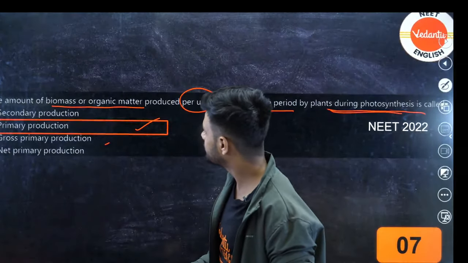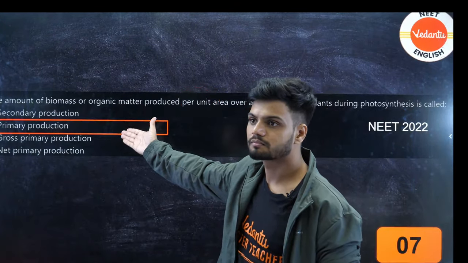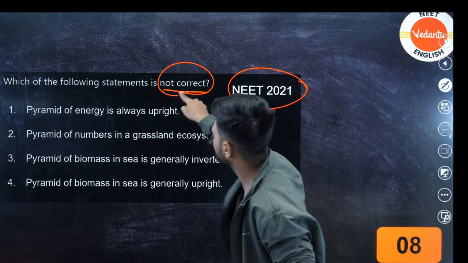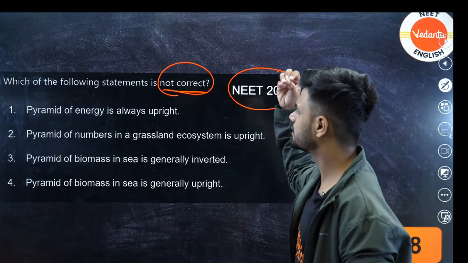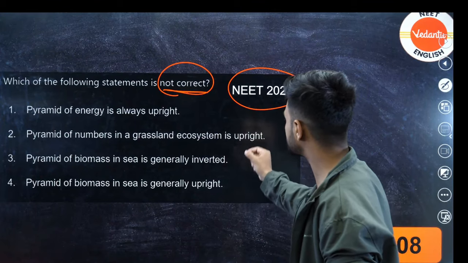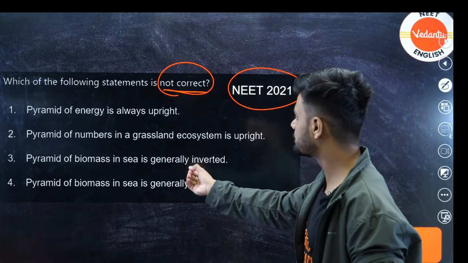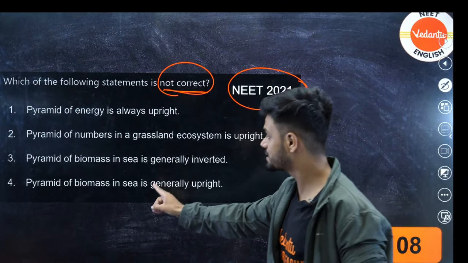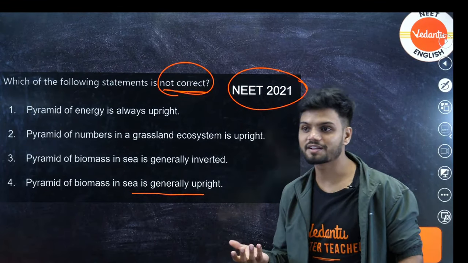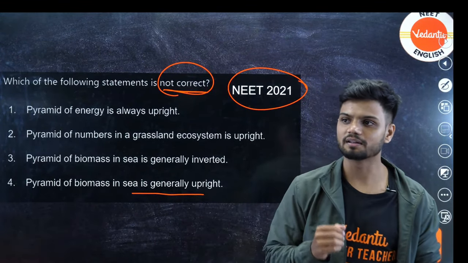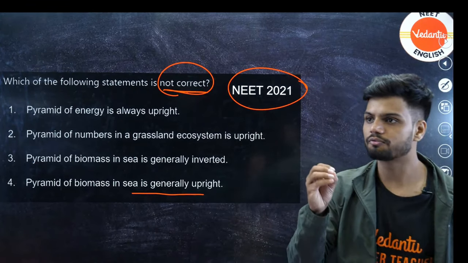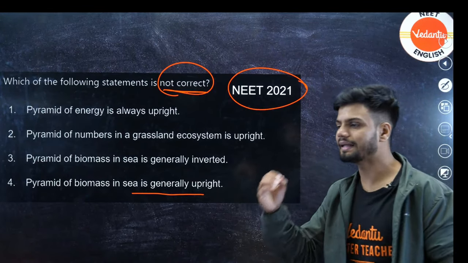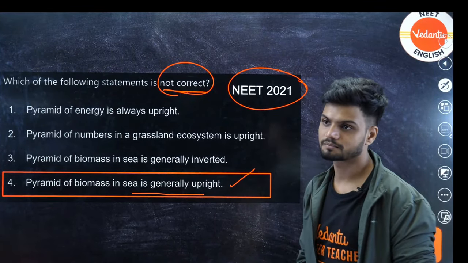Students, we see B only is the correct answer, right? Now, which of the following statements is not correct? Pyramid of energy is always upright. Pyramid of number in grassland ecosystem is upright. Pyramid of biomass in sea is generally inverted. Pyramid of biomass in sea is generally upright. Which is incorrect here? Time's up.